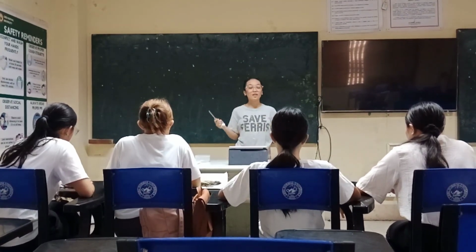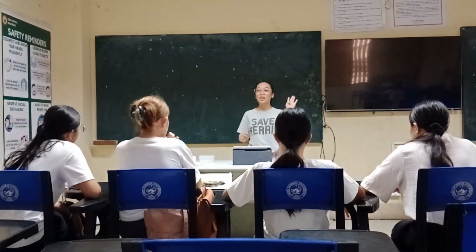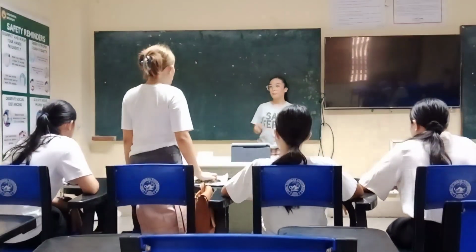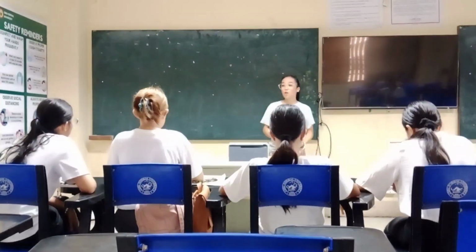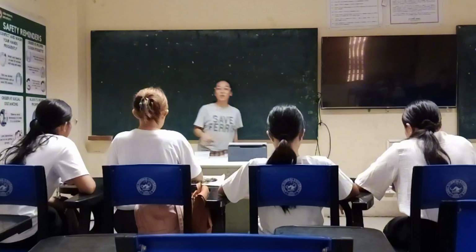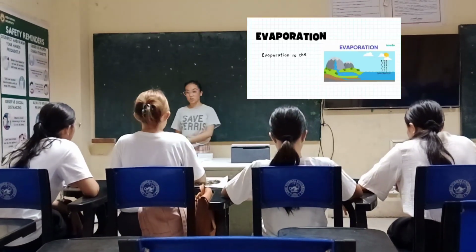Today we're going to learn about the water cycle. So I think you already have an idea what water cycle is. Diba? There are 4 stages in water cycle. What are those stages? Evaporation, condensation, precipitation, and collection. That is right. So now let's go first to the first stage, which is the evaporation.